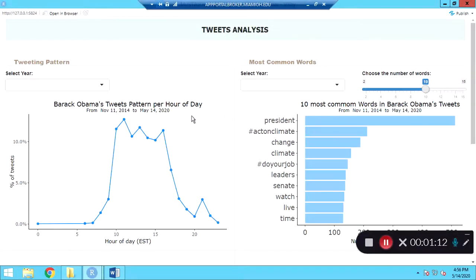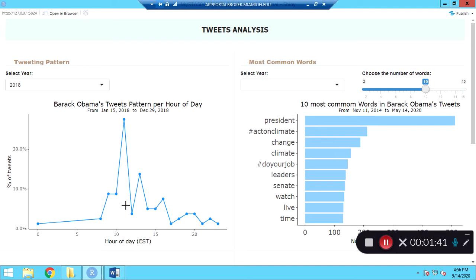That's the default behavior of the system, but the user can interact with the system by using the basic functionality of the app. That's by changing the year, so all these plots can be viewed for different years. As a demonstration, let's view the tweeting pattern for the year 2018. And as we can see, the graph has responded by now showing us from January 15, 2018 to December 29. The same thing can be done here.